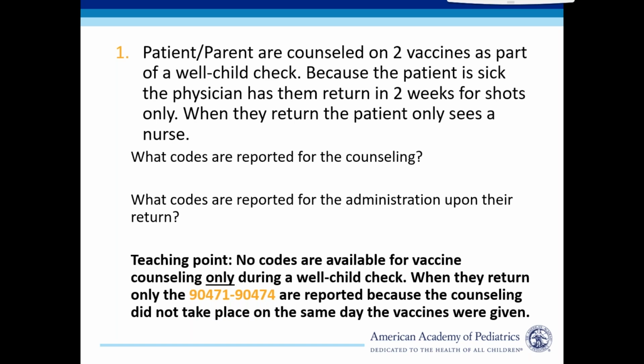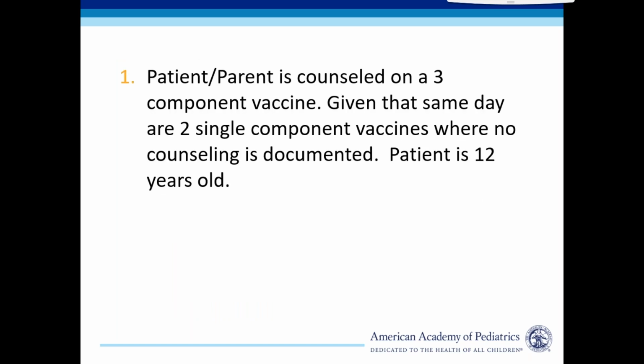So a patient or parent are counseled on two vaccines as part of a well-child check. Because the patient is sick, however, the physician has them return in 2 weeks for shots only. When they return, the patient only sees a nurse. What codes are reported for the counseling? None. Unfortunately, we are not able to capture that as part of the well-child check, which we've already talked about. And what codes are reported for the administration upon their return? The 90471 through 74, again, because we are not able to count the vaccine counseling that took place previously, and this is a nurse-only visit, so we are stuck with our 90471 through 74 codes.